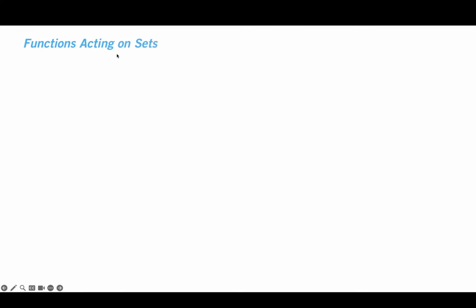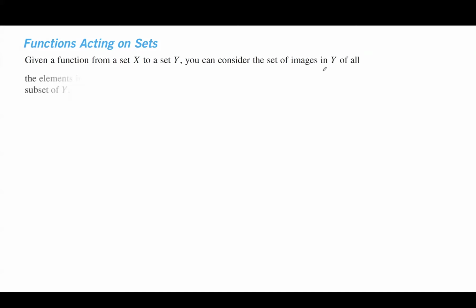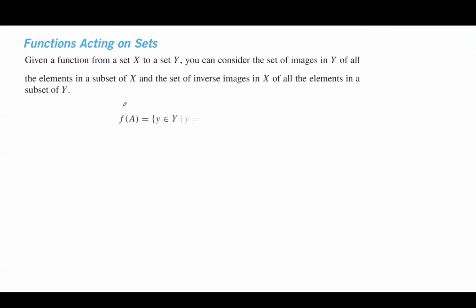Now let's discuss how functions act on different types of sets. Suppose we have a function from set X to set Y. We can consider the set of images in Y of all the elements in a subset of X, and a set of inverse images in X of all the elements in a subset of Y. So f of set A is the set of all output values y such that y equals f of x for some x in A.